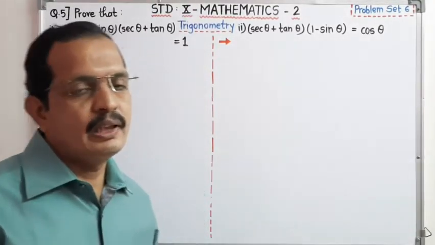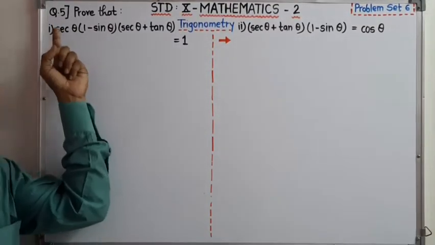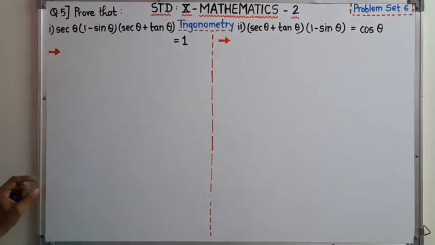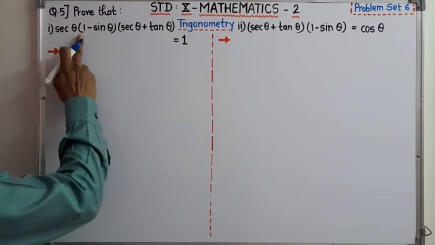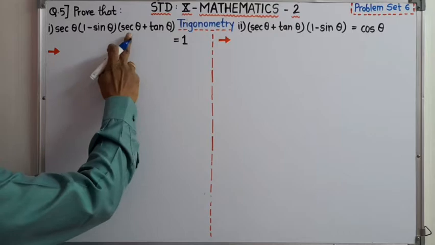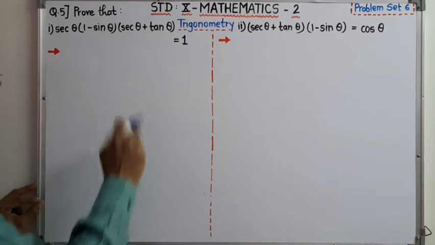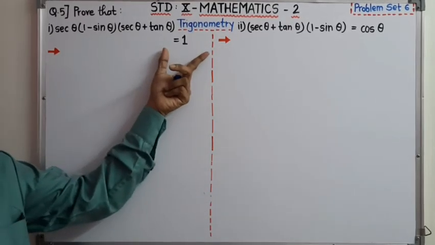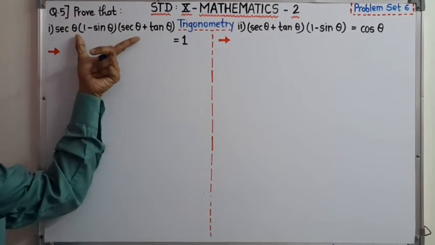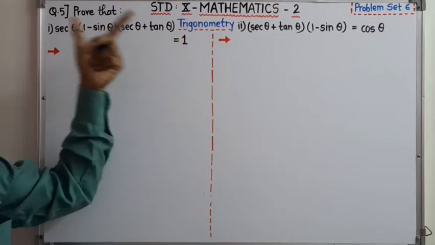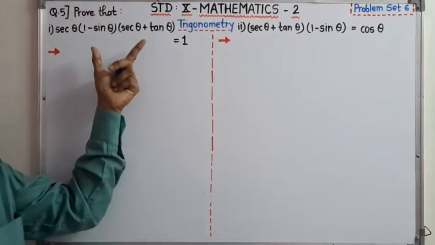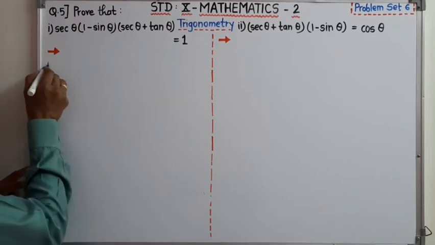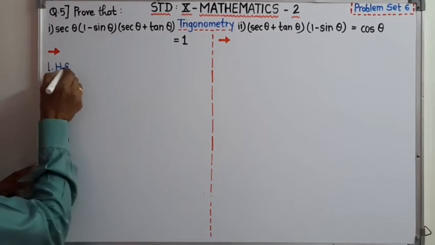Dear student, let's see the question number 51. Prove that. In that first sum is there, sec theta into 1 minus sin theta into sec theta plus tan theta is equal to 1. That means we have to prove this LHS is equal to RHS. That means we have to solve the left hand side. From that we conclude that left hand side and right hand sides are equal. Therefore first of all we have to write here left hand side.